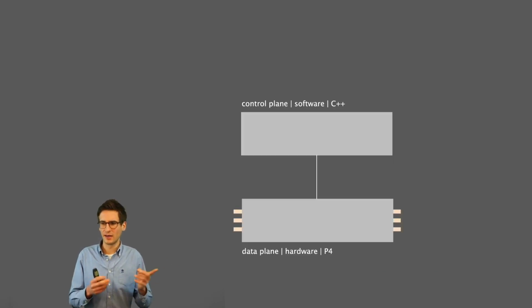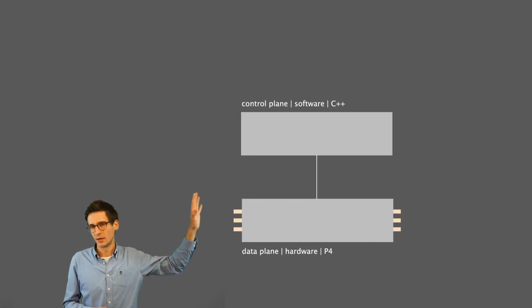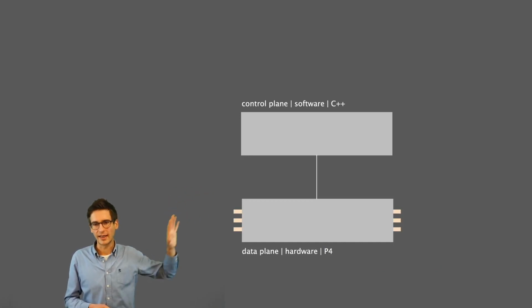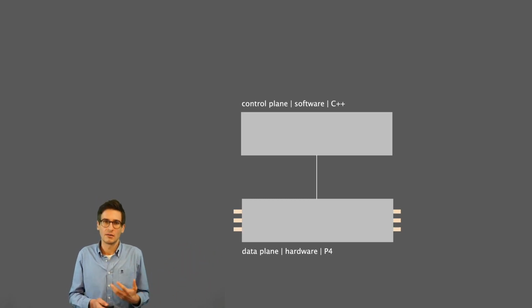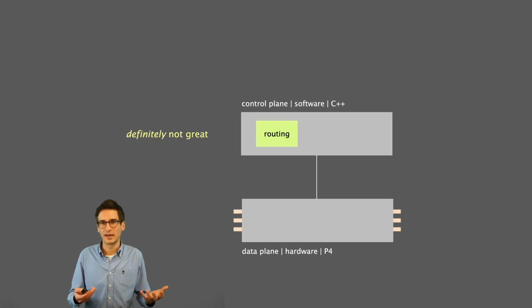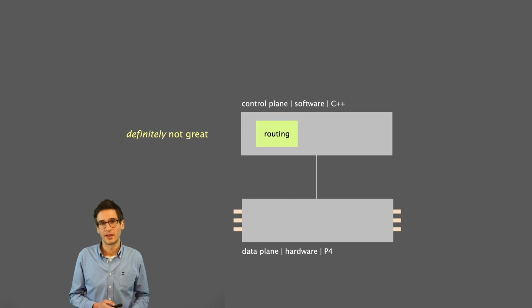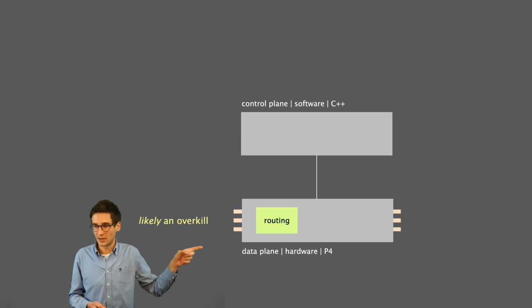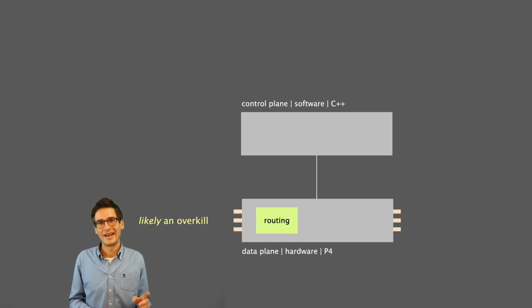Well, I think if we were to look at this picture again, where I have the control plane written in software, typically C or C++, and then the data plane running in hardware, and now more and more written in P4. So as I've shown you, for instance, the routing task, today you do it over there, and that's definitely not great. What I've explained in this talk is that you can do almost all the routing tasks in the hardware. As I told you, I think this is actually likely an overkill.